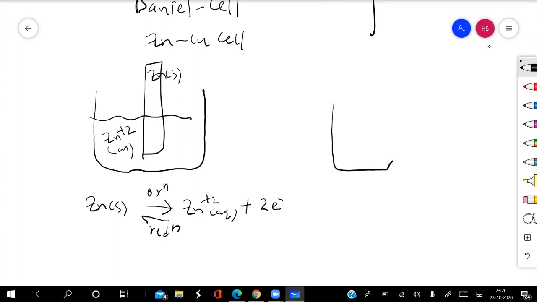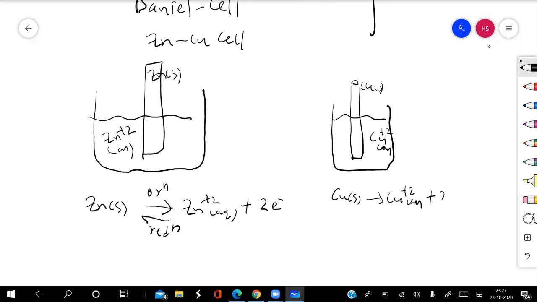Similarly, if I draw over here a copper half cell, how can I make a copper half cell? I take a copper electrode, and I dip it in a solution containing what? Copper 2+ ion. Getting it? So in this way, copper also undergoes both reactions, oxidation as well as reduction. I can write it like this: copper atom forming copper ion, and this will be an oxidation reaction because it has to lose 2 electrons. The forward reaction is oxidation and the reverse reaction is reduction.